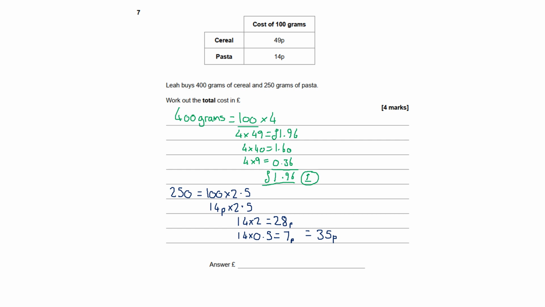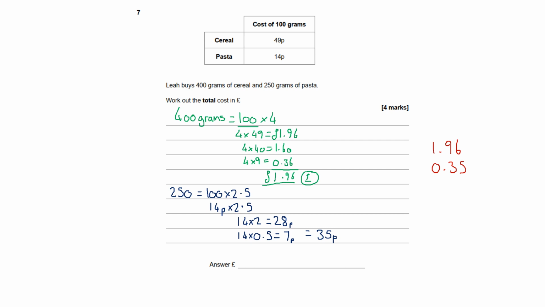So the last thing we need to do is add these together, because remember, you always read the question. It says work out the total cost, and we need it in pounds. So let's pick a completely new colour for this last bit, and I'll do it off to the side here. So we've got £1.96, and we've got £0.35. So I reckon this is going to be £2.31, just because I've had that up in my head.